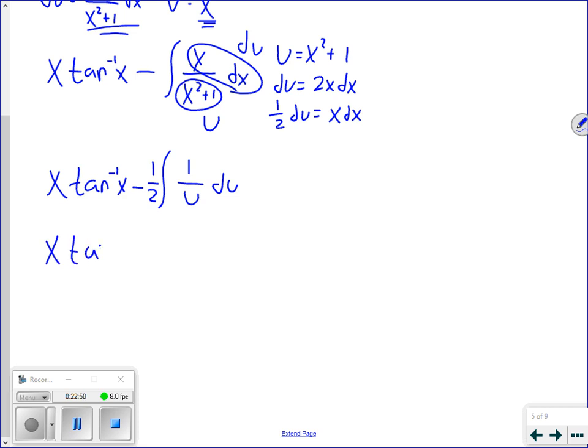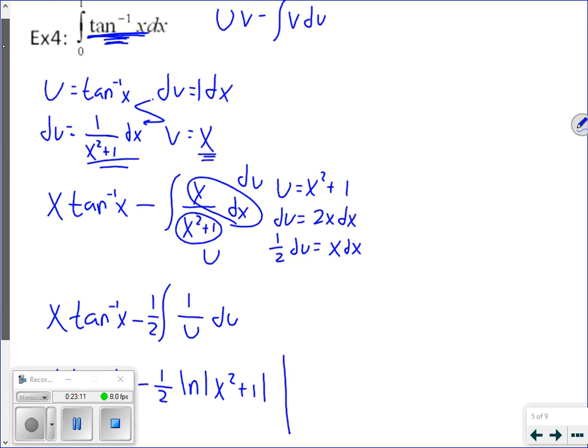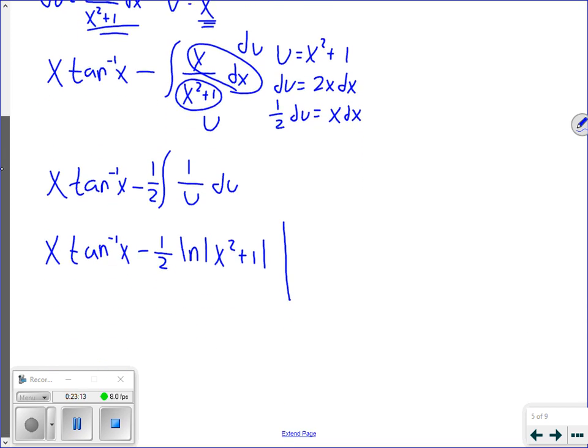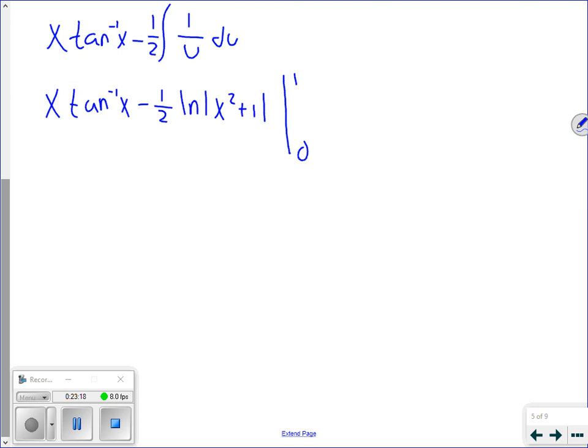So I got x tan inverse of x minus 1/2. The integration of 1 over u we know is ln absolute value of u. And I'm going to go ahead and plug back in what u was, which was x squared plus 1. Now, instead of saying plus c, if you remember from the very top, we're integrating this from 0 to 1. So now I can plug in my bounds, 0 to 1.